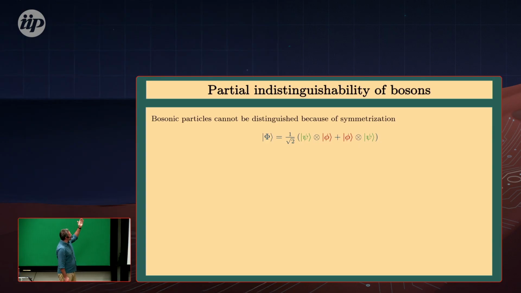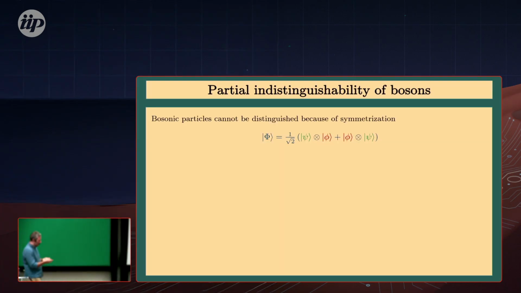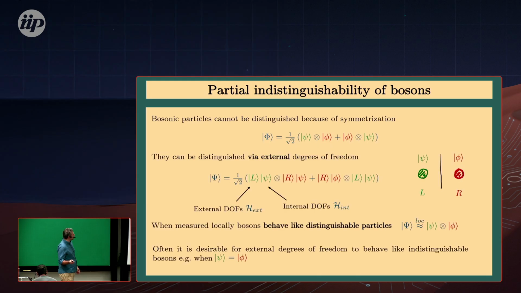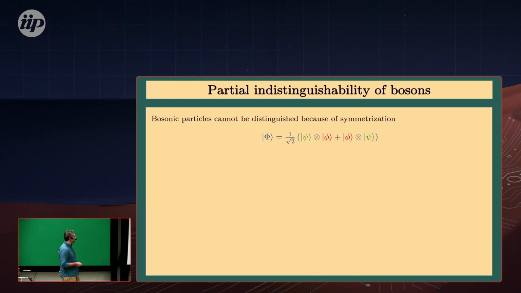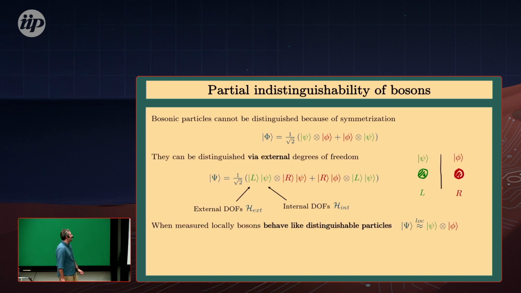Right, so when we look at bosonic particles, due to symmetrization, we cannot distinguish in which state the particles are in first quantization, because we have to symmetrize the wave function.